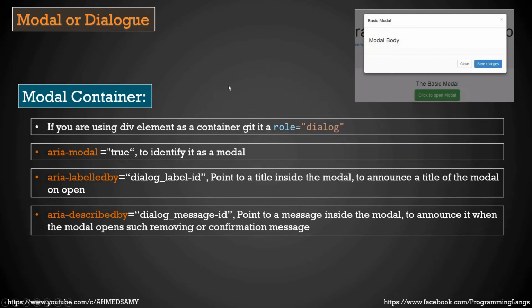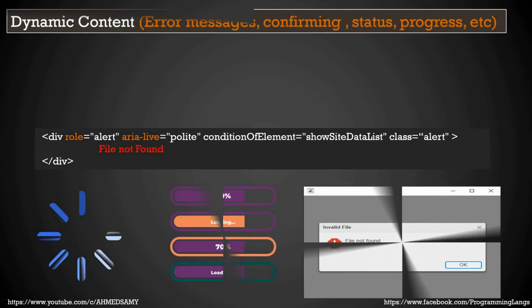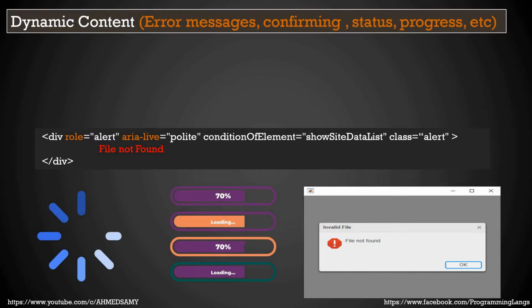Now we'll continue with dynamic content. I'm sorry for that issue, I will explain it now. You have dynamic content: error message, confirmation, status, progress bar. All these things are dynamic content which could be hidden. Then in some situation, under a specific condition, this content will appear on the screen. If you don't use a screen reader, you can notice the content, but if you are a screen reader user, you should have some notification to announce to you the newly appearing element on your page.